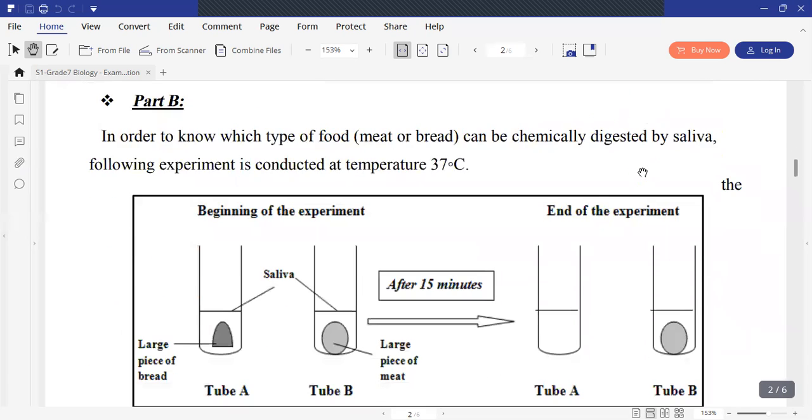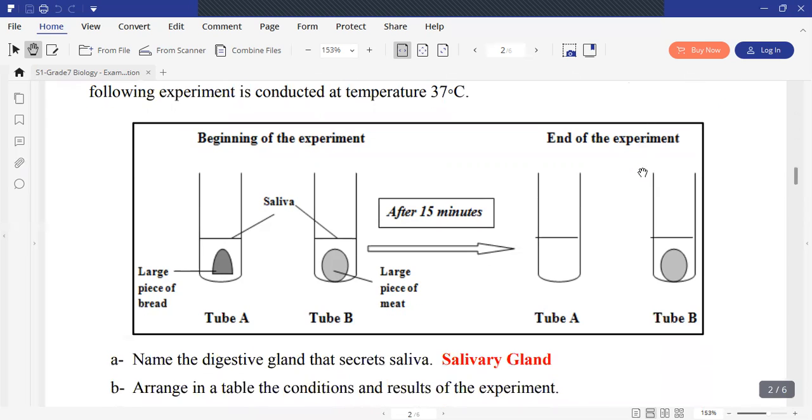Part B: in order to know which type of food, meat or bread, can be chemically digested by saliva, the following experiment is conducted at 37 degrees Celsius. This is the aim, also called the purpose or the objective of the experiment. Why do we do this experiment? The aim of this experiment is to know which type of food, meat or bread, can be chemically digested by saliva. Here we have two tubes A and B.